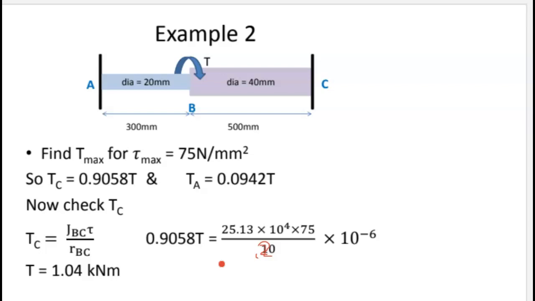Can I borrow the calculator, please? When you put this 10 to the minus 6, the reason this 10 to the minus 6 appears, actually do not put the 10 to the minus 6. It's unit conversion, do not put it at the start. When you put 25.13 times 10^4 multiplied by 75 divided by 20, and then divide it by 0.9058, that will give you the answer.